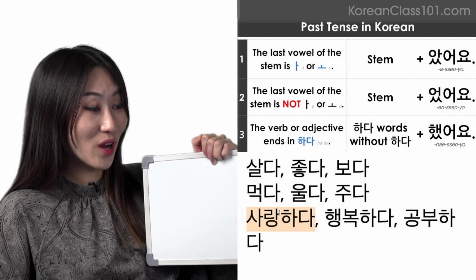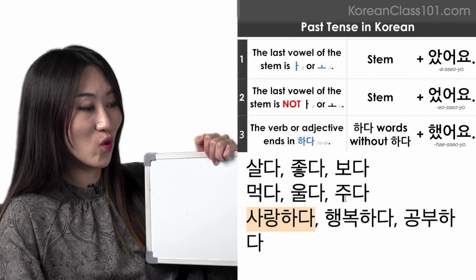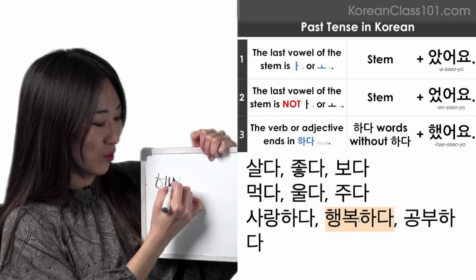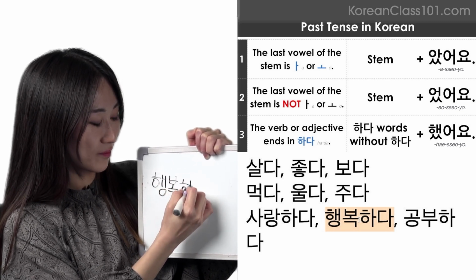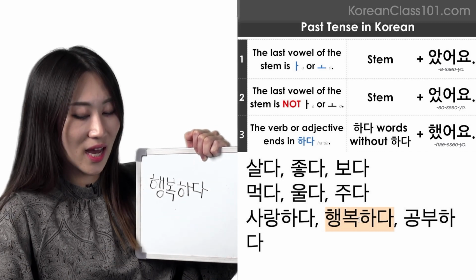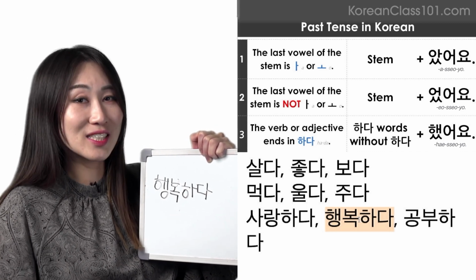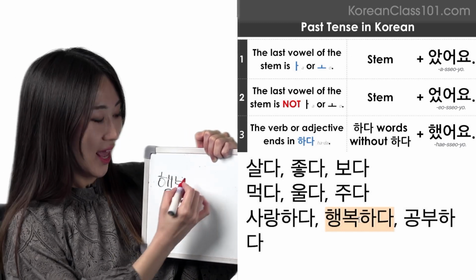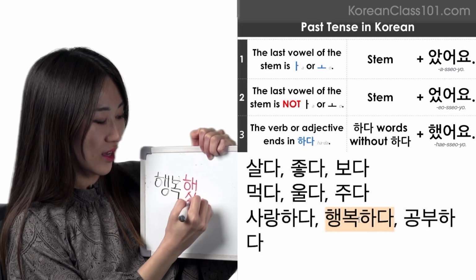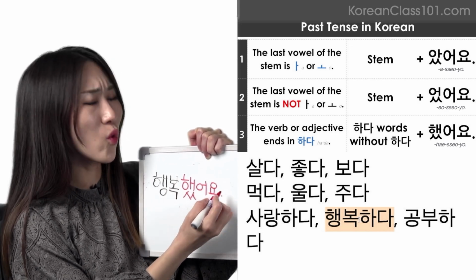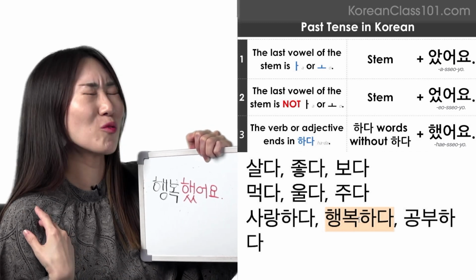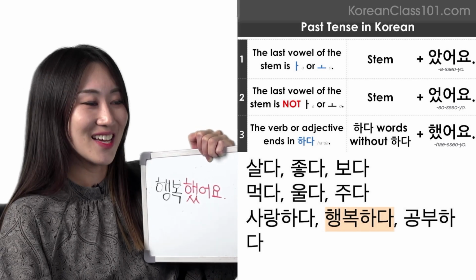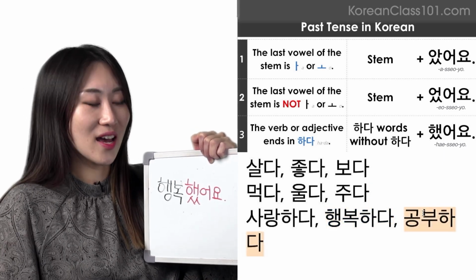Let's try 행복하다 now. 행복하다. Do you remember the meaning? It means to be happy. Now it's simple. You just need to remove 하다 and replace it with 했어요. 했어요. It means I was happy. Yes, when I was in Korea, I was so happy. 행복했어요.